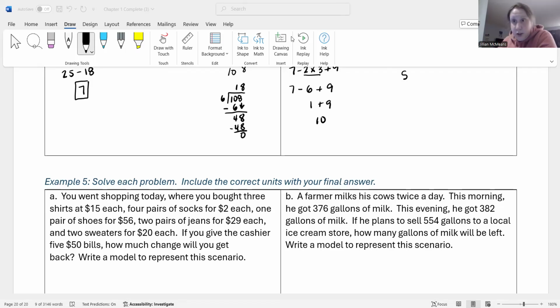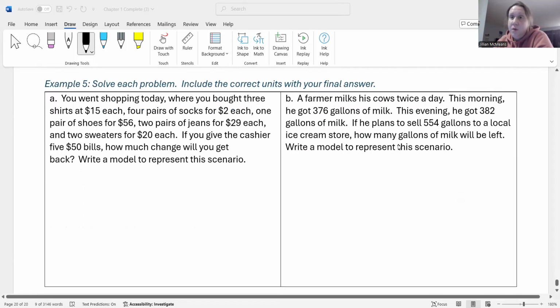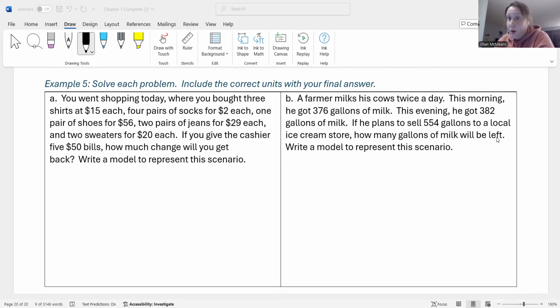So to wrap up our chapter on whole numbers, we're going to do topic 3, part 2, which is understanding order of operations. And in this part, we've already looked at just solving the order of operations or simplifying expressions with multiple operations. For this part, we're going to look at word problems, okay?